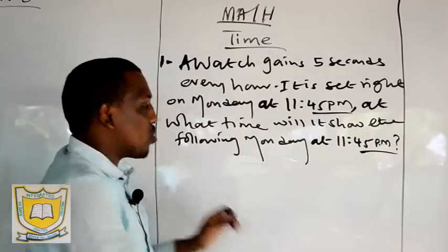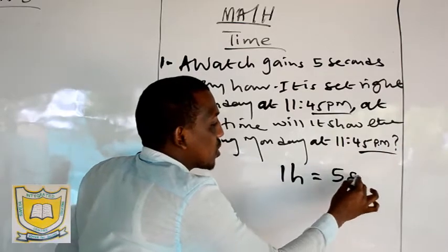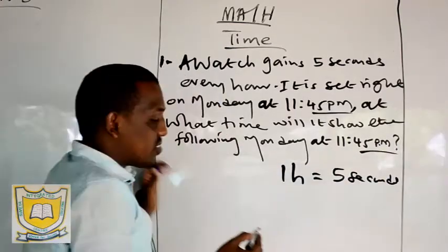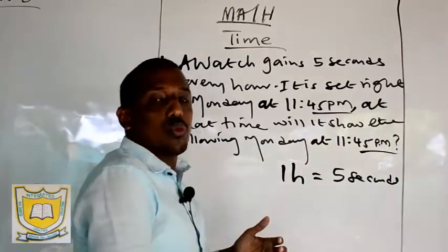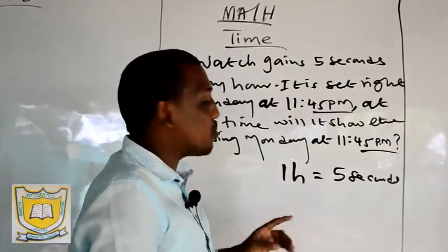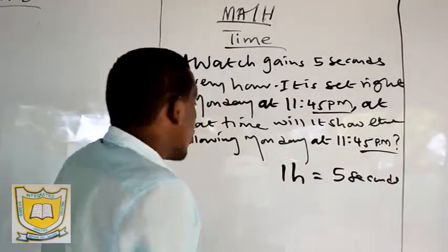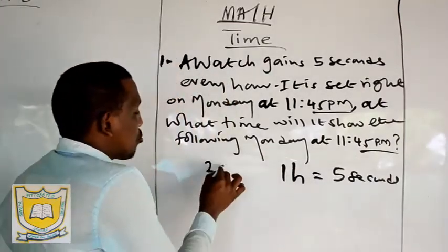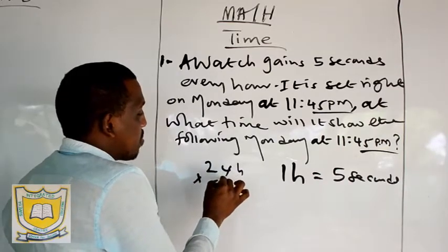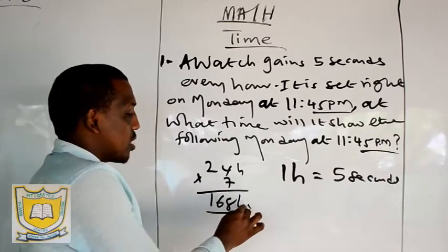So what we say now, we say every 1 hour the watch was gaining 5 seconds. Now from Monday to Monday, those are 7 days. And a day has got 24 hours. So what do we do? How many hours are there? So 24 hours multiplied by 7 days. So here you will get 168 hours. The total hours is 168 hours.